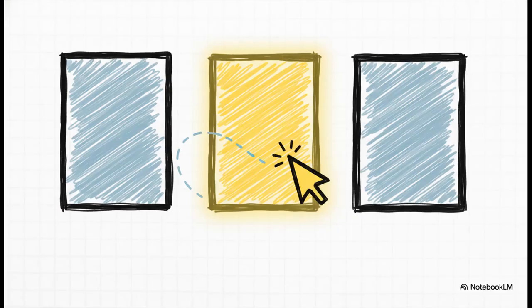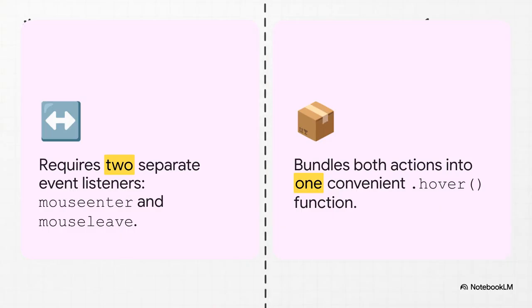All right, so clicks are one thing, but what about another super common interaction? Making something change when a user's mouse just glides over it. So here's the thing about a hover. It's not really one event, it's two. There's the moment the mouse enters the element and the moment it leaves. And as you can see, vanilla JavaScript makes you set up two separate listeners, one for mouseenter and another for mouseleave. jQuery, knowing that you'll do this all the time, bundles them together into one convenient .hover function. The first part is for what happens when the mouse enters, and the second is for when it leaves.